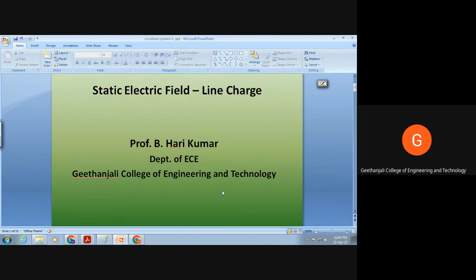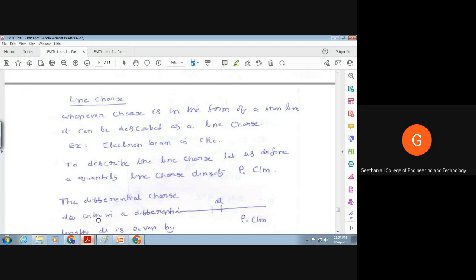Today, we are going to discuss the line charge. Whenever charge is in the form of a thin line, it is said to be a line charge. The best example is the electron beam in a CRO. How do we describe this line charge?